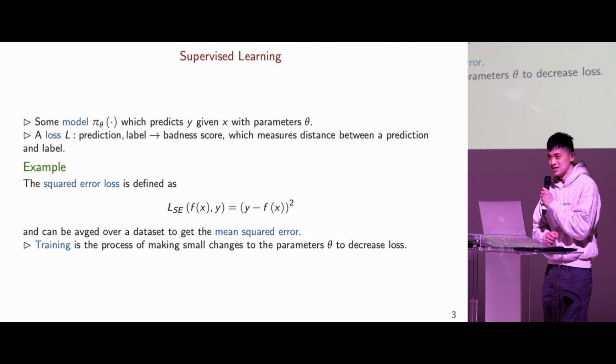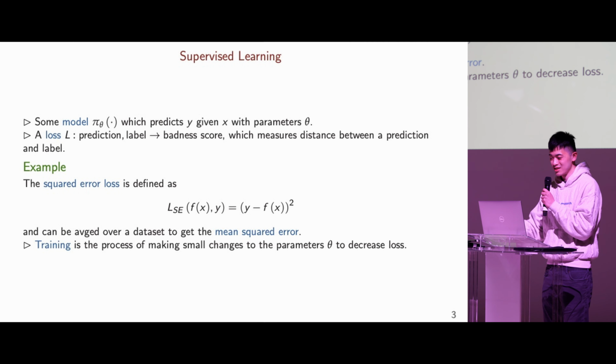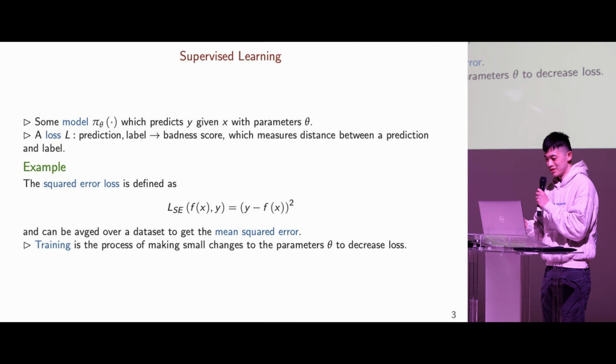So let's start with supervised learning. You have all probably seen this before, but you have a model, a loss, and some data set. Your goal is to train the model by incrementally making small improving changes to the parameters to decrease the loss on this data set.